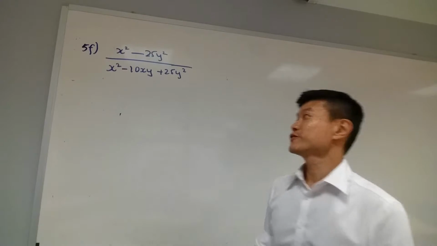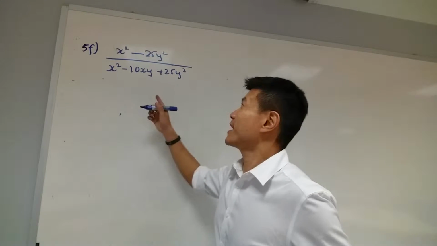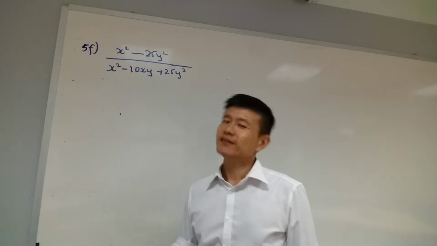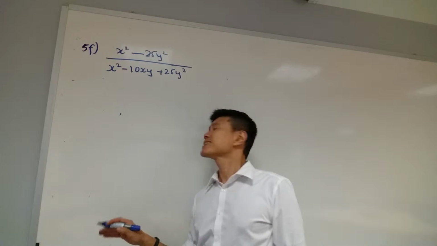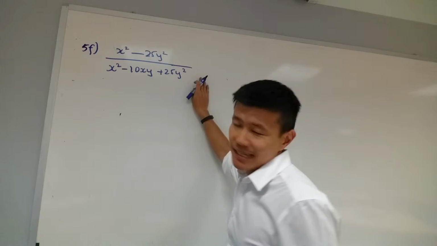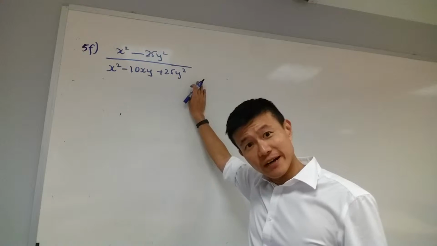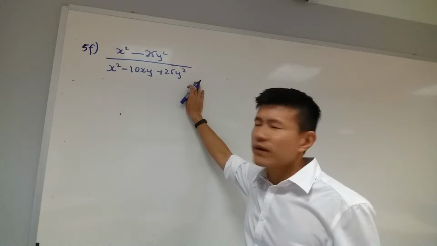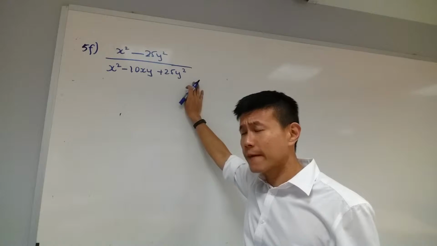Moving very quickly on to question 5f now. 5f is a monster of a question to some of you, and to others it's a breeze. Let's just take a closer look at it. Clearly it must be able to be simplified, right? Otherwise it wouldn't give it to you and say simplify. So there has to be some sort of a trick somewhere.